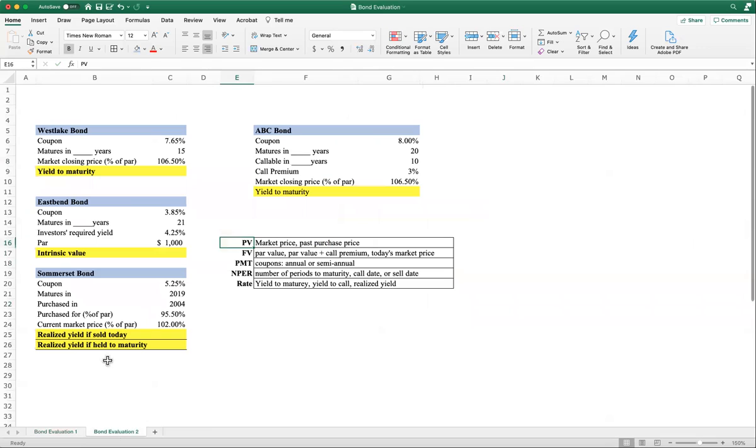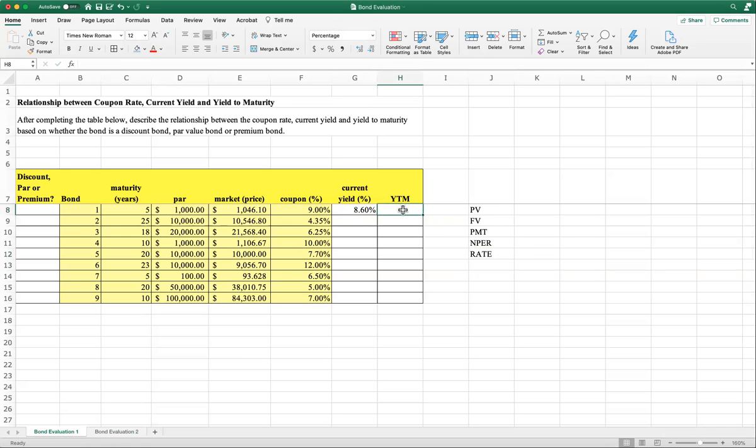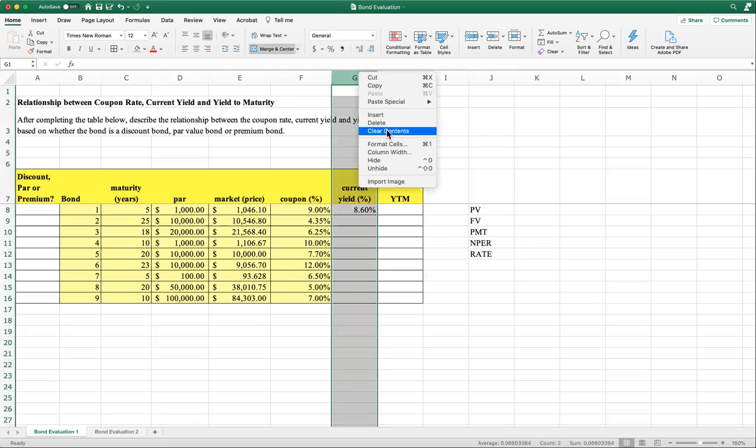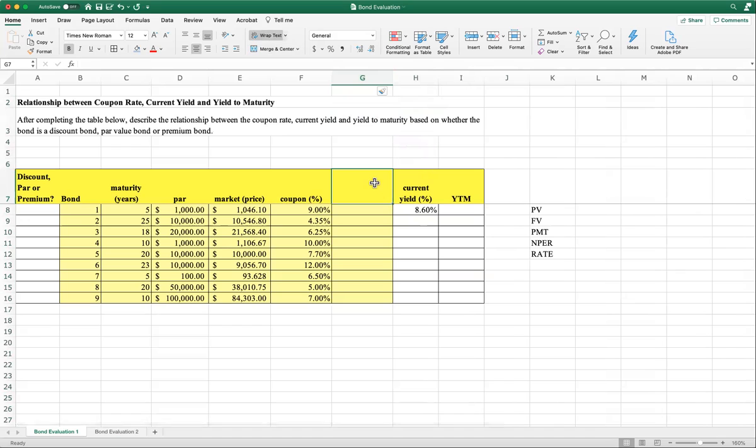And I will summarize after we finish all the examples right here as well. So yield to maturity here, if we want to find the rate, I have to know what the present value, future value, payment, and number of periods are, right? I can add another column just for convenience and call it annual coupon. So annual coupon would be the annual coupon rate multiplied by the par value, and make sure this is $1. Okay, so $90.